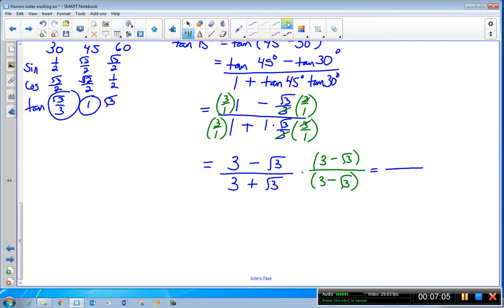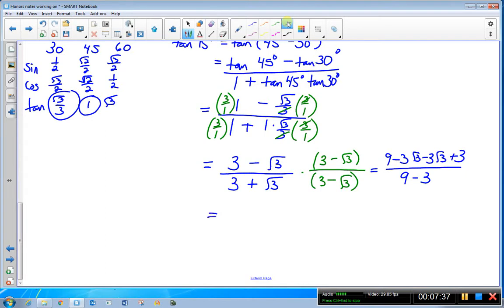a denominator of 9 minus 3, because I have conjugates in the bottom. So 3 radical 3 minus 3 radical 3, the outers and the inners of FOIL are 0. So I just get 3 times 3 is 9, and radical 3 times radical 3 is 3. So that's become 6 in the denominator. And in the numerator, it is 9 minus 3 radical 3 minus 3 radical 3 plus the square root of 9, which is really just plus 3.